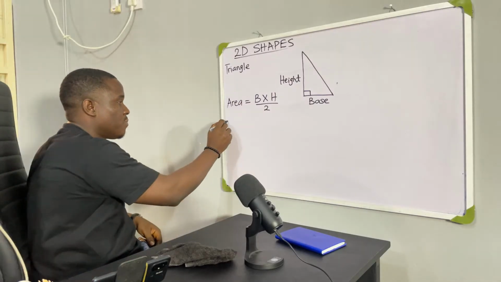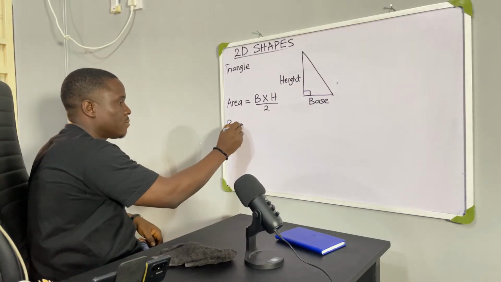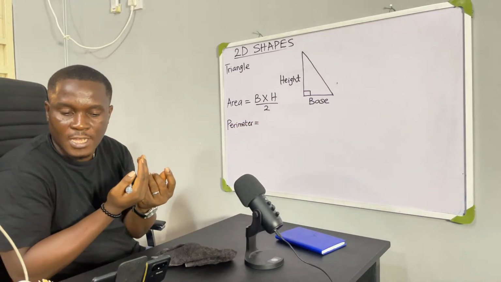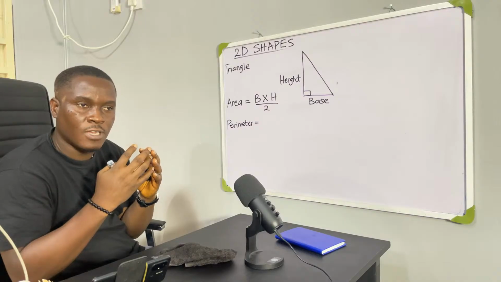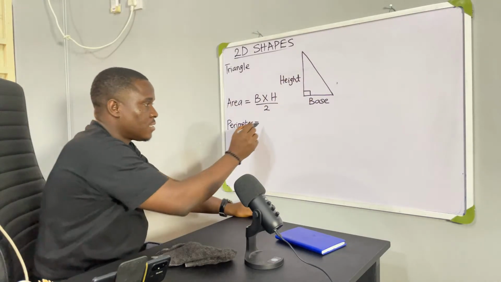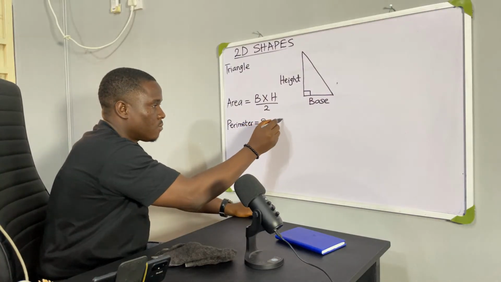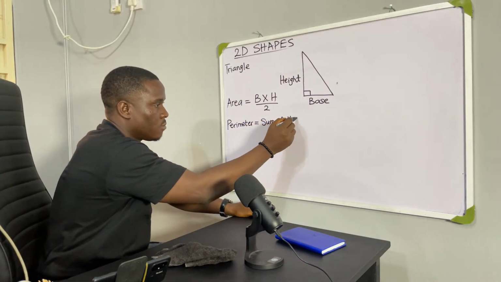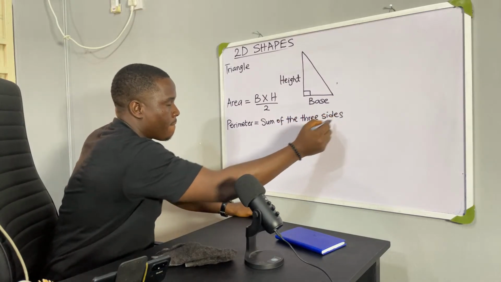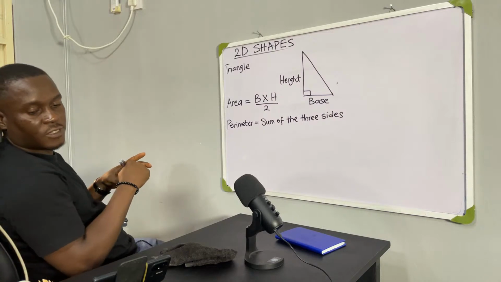But when calculating the perimeter, we know that the perimeter is the sum of all the sides. Therefore, you cannot calculate the perimeter without knowing the three sides. So the perimeter is the sum of the three sides.